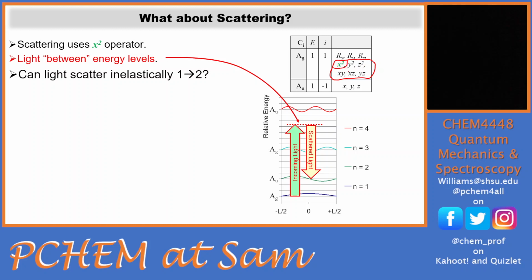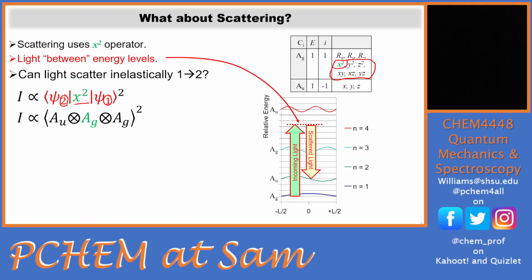It's going to be the same symmetry setup no matter what, because all of these are on the top row. So all of these are going to be AG. But for our particular case, we want to look if Raman can cause us to go from the ground state to the first excited state. And so this would be the setup with the wave functions. We have quantum state 1 here, going to quantum state 2, and we're using the x squared Raman system. So we're scattering light along the x-axis.